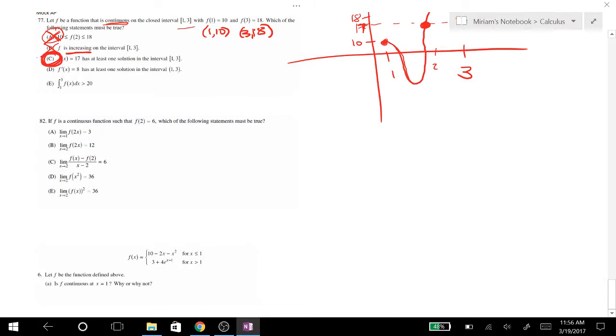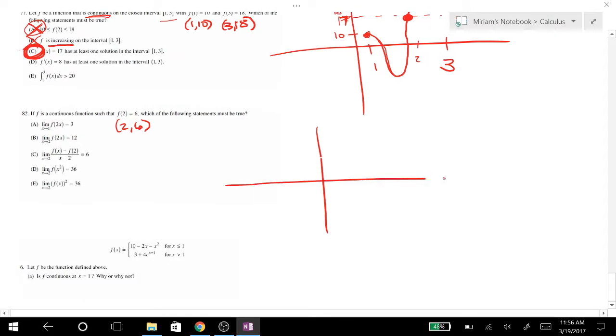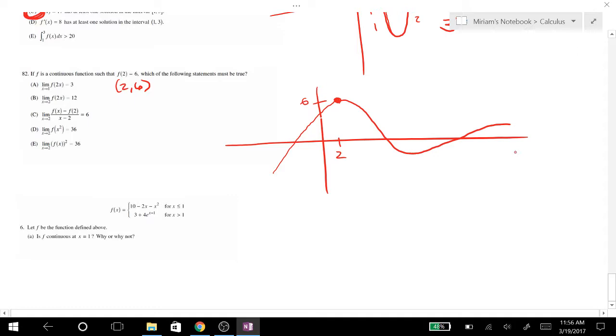Okay, now the next one is f is a continuous function where f of 2 equals 6, so that's 2 comma 6. I have a graph where I have a 2, I have a 6, and there's a point here, and f is continuous, so let's just pretend that I'm making a graph here. Okay, just made a graph.